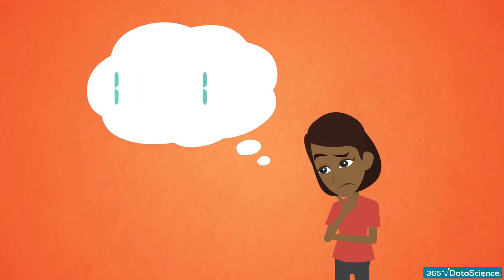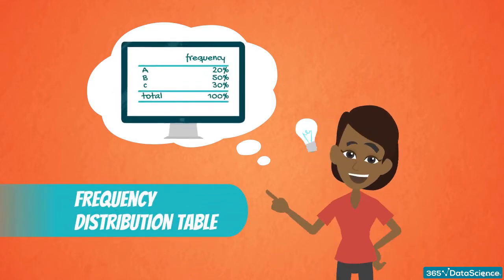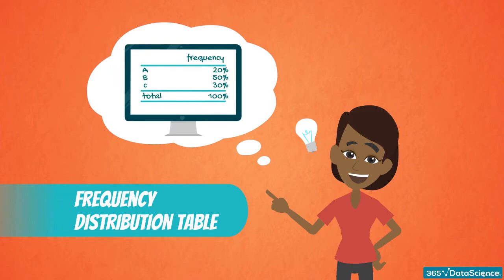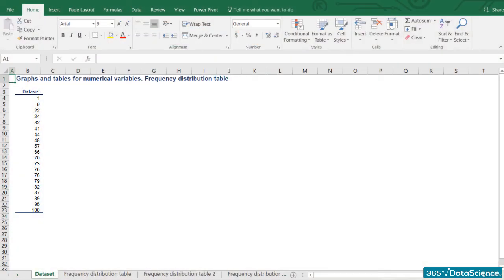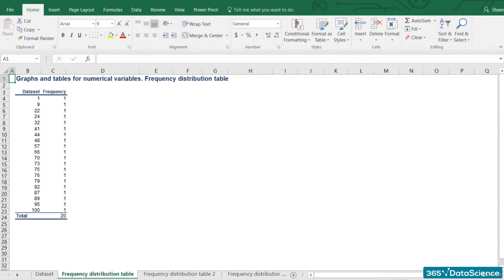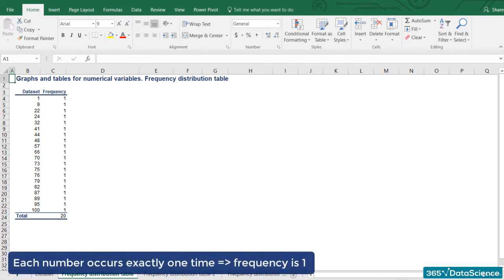So, as we did with categorical variables, let's start by creating a frequency distribution table. Here's a list of 20 different numbers. If we arranged them in a frequency table like the one we use for categorical variables, we would obtain a table with 20 rows, each of them representing one number with a corresponding frequency of 1, as each number occurs exactly one time. This table would be impractical for any analysis, right?